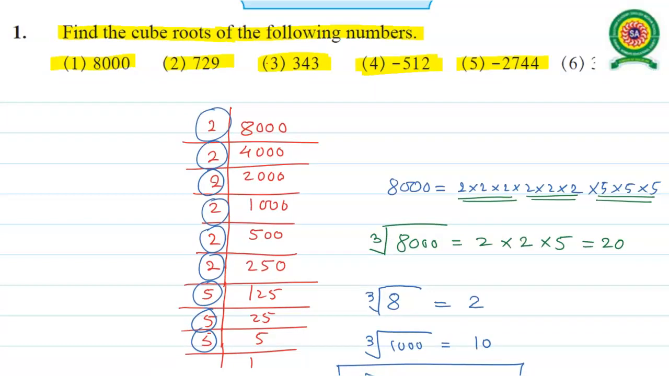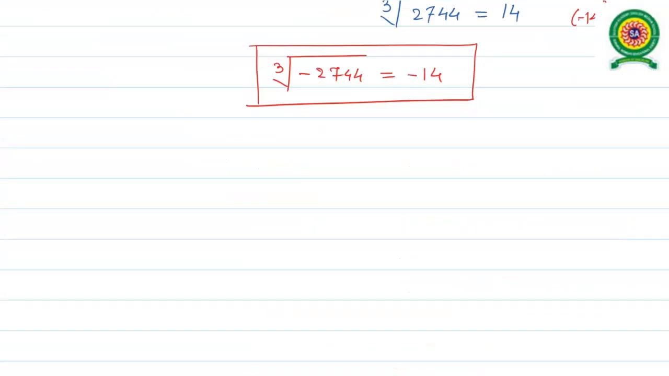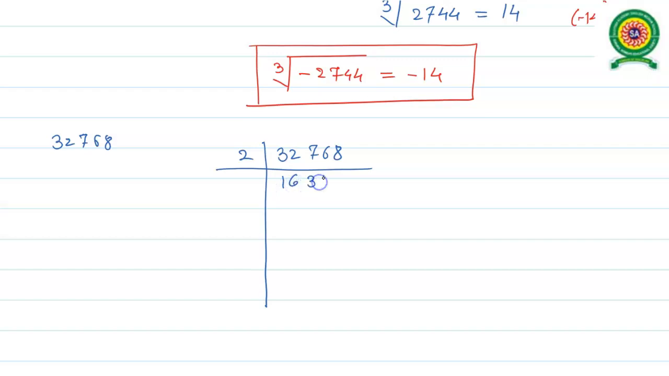Look at the next sub question. We have sub question number 6, 32,768. First of all, we have to find the prime factors of 32,768. So it should be divisible by 2. We are getting 2 ones are 2, 2 sixes are 12, 2 threes are 6, 2 eights are 16 and 2 fours are 8. You may do the division this way.